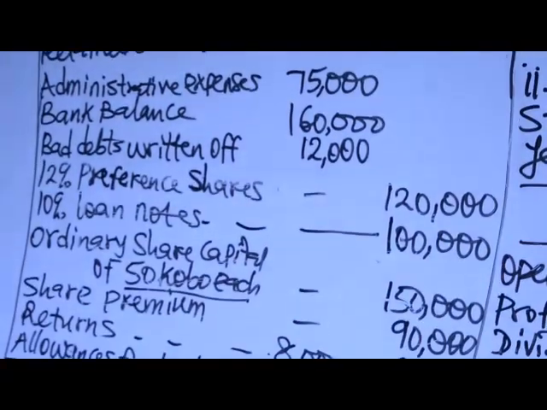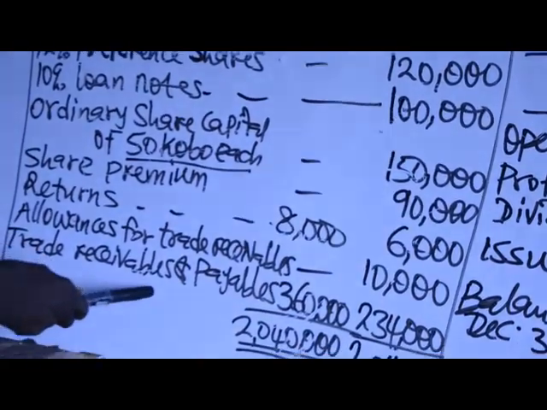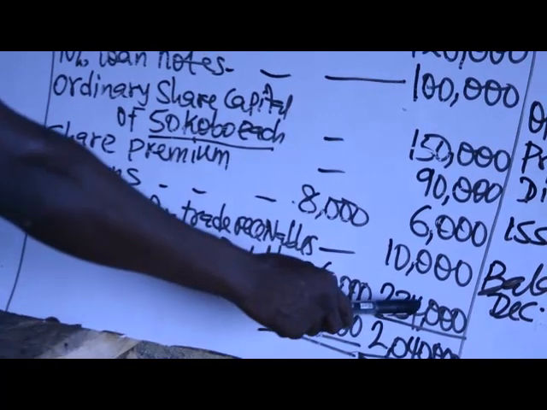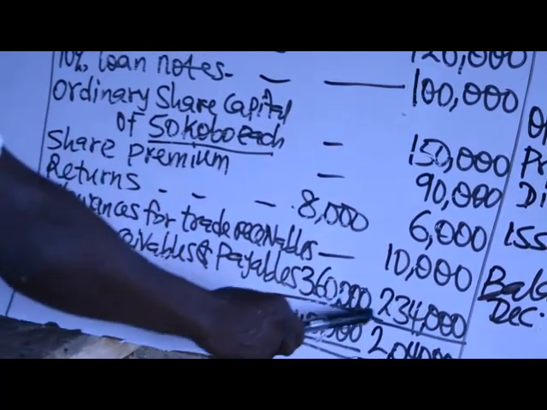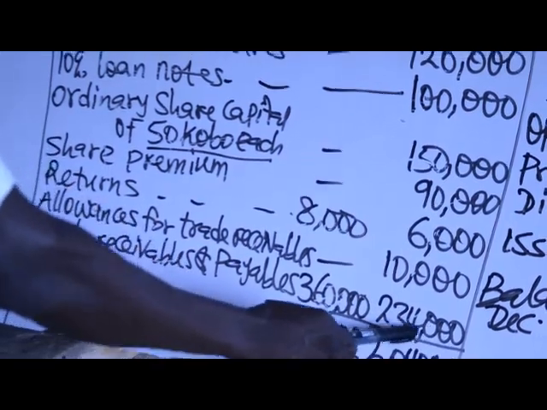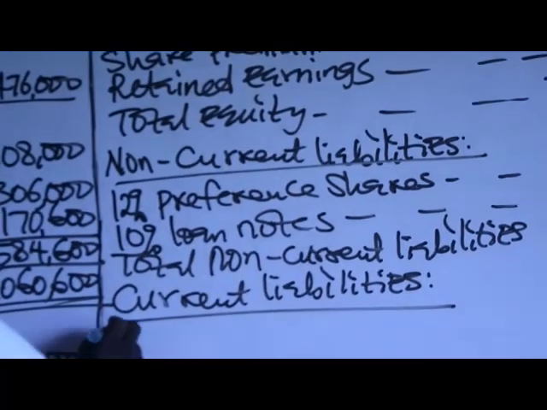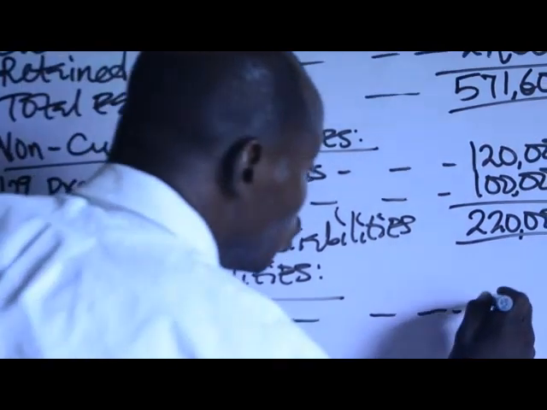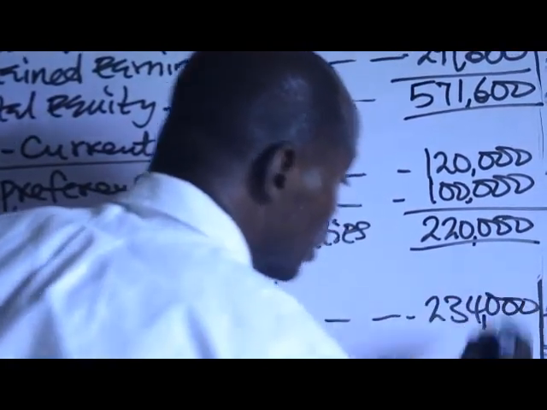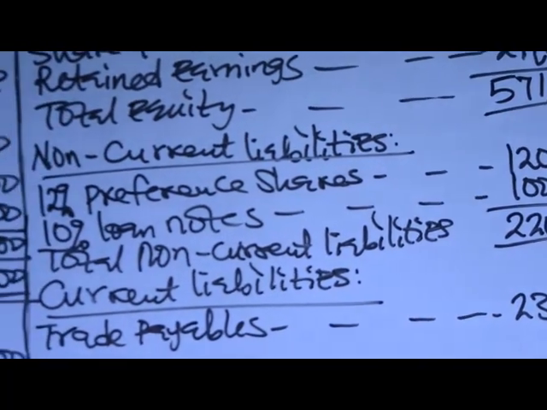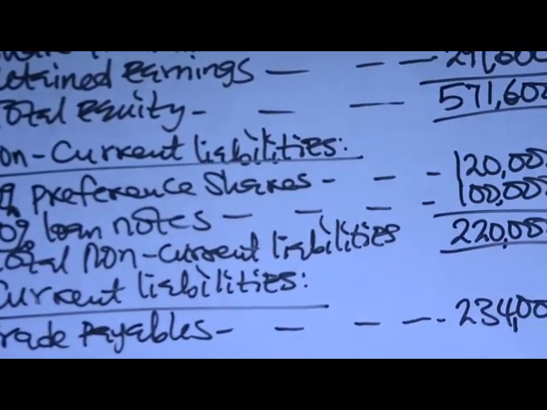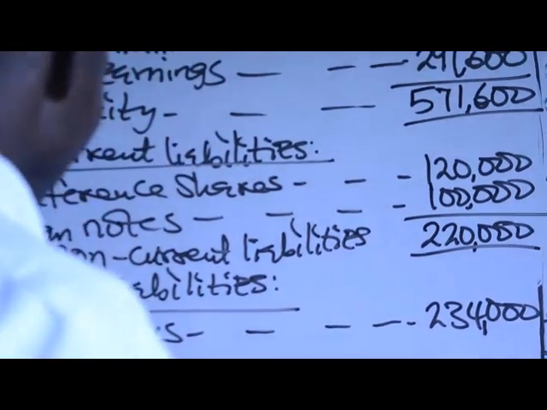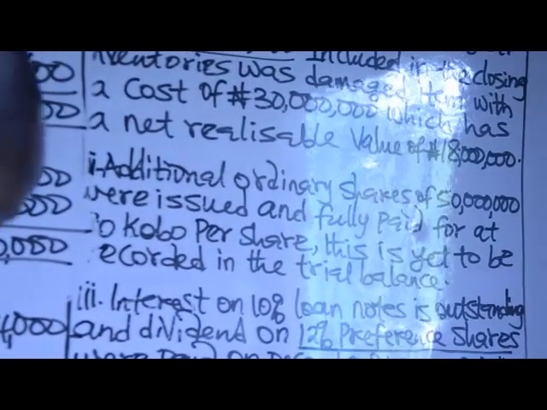Current liabilities. The last item is trade receivables and payables. Trade receivables is 360,000 and trade payables is 234,000. So we have trade payables of 234,000. What are other items that can be recognized as current liabilities? Now, back to the note.